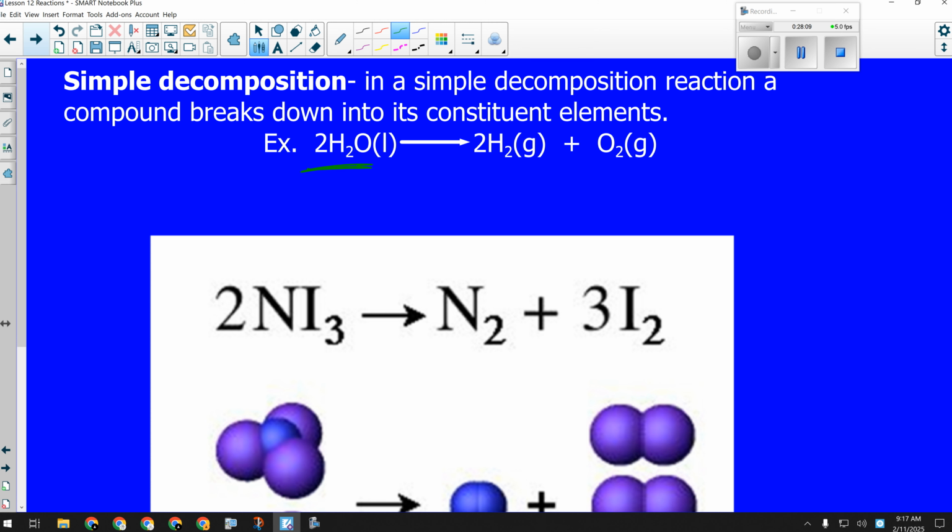Now, on this side, on the product side, are there still 4 hydrogen atoms? Yes. Are there still 2 oxygen atoms? Yeah, but they've been rearranged. They've actually, in this case, been separated. This is the one Dalton was describing when he said atoms could be separated, joined or rearranged. This is separating. The first one was joining.